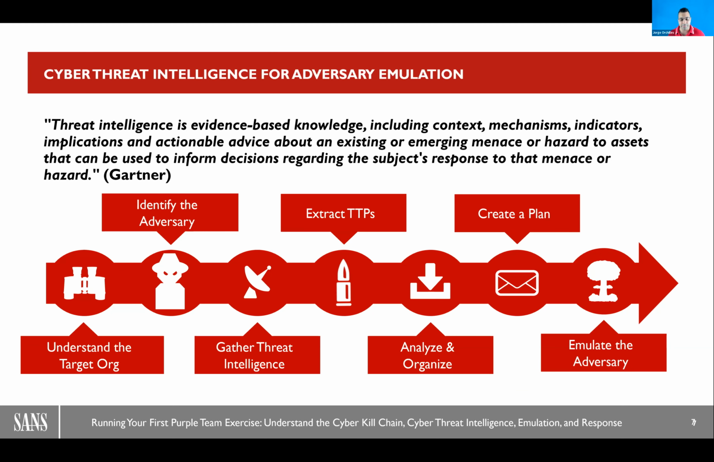So cyber threat intel, every organization is different. If you have an internal team, that's great. If you have a consulting team, if you pay a vendor to do this, they should follow most of these steps, right? Understand your organization, identify adversaries likely to attack your organization, gather threat intelligence from that adversary that applies to your org, extract the TTPs, the tactics, techniques, and procedures, analyze those and organize those to create a plan that you can then go through and emulate. This works for red team engagements. It works for purple team engagements as well.